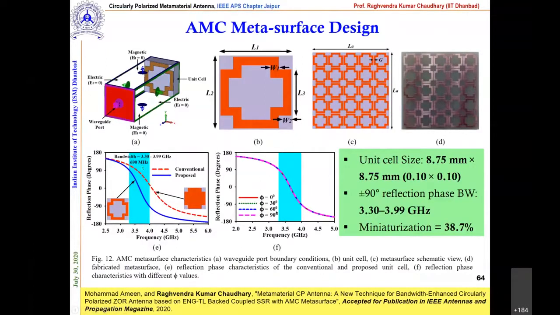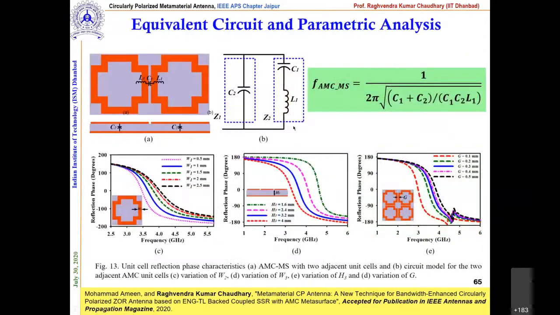We also saw some of the different phases, and we found that in between, the phase shift has a gradual change. So this is quite acceptable, and we can use it as an AMC reflector in our antenna, correct? Finally, here you can see the miniaturization we got is 38.7, because this structure we took from one paper. This is a complementary of that structure, correct?